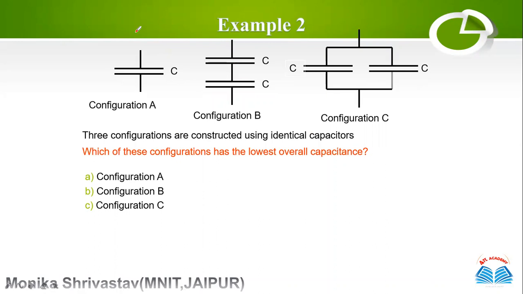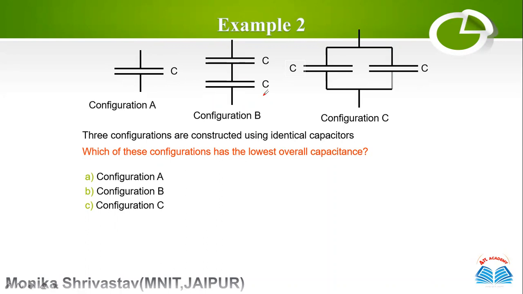Here is another example. There are three configurations. This is configuration A, this is configuration B, and this is configuration C. Can you tell me which of these configurations has the lowest overall capacitance? We have to find out which one has the lowest capacitance. Just calculate, tell me fast. You have 10 seconds. Calculate and tell me amongst these three configurations which has the lowest capacitance. Configuration B. B has the lowest capacitance.